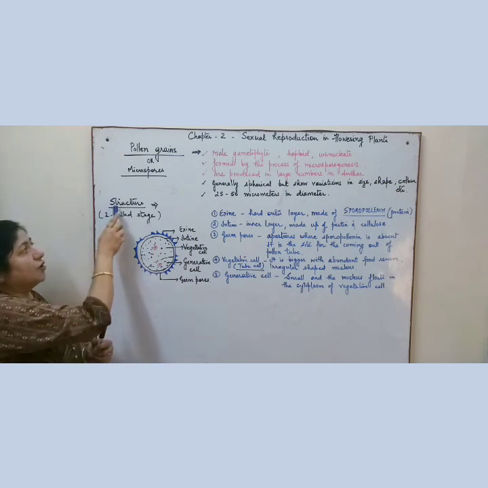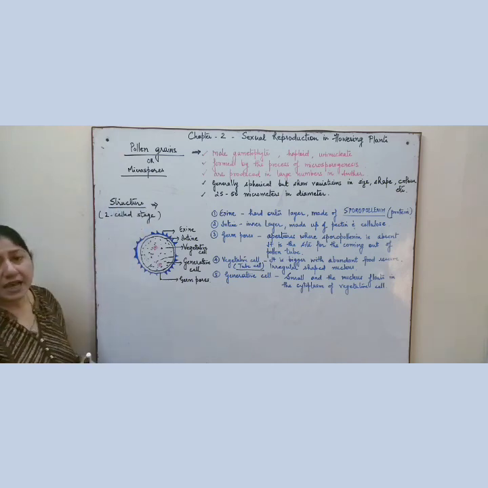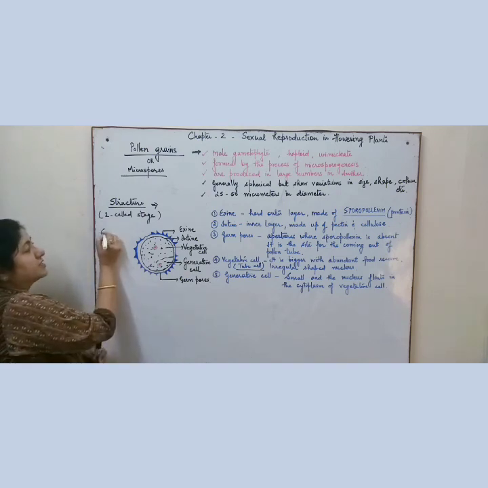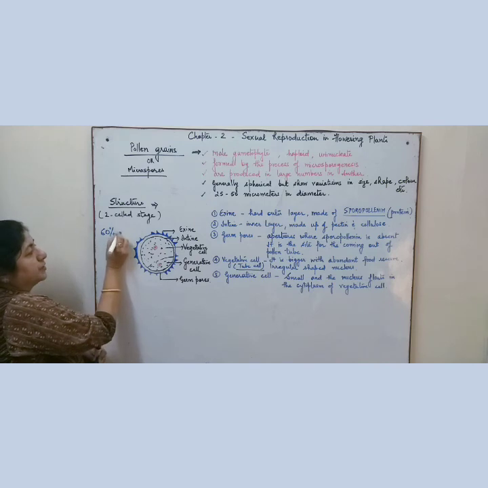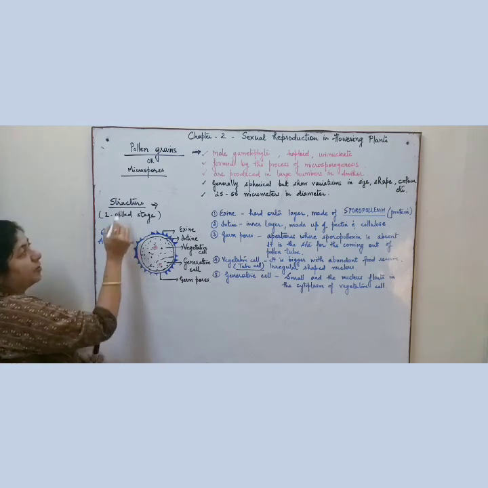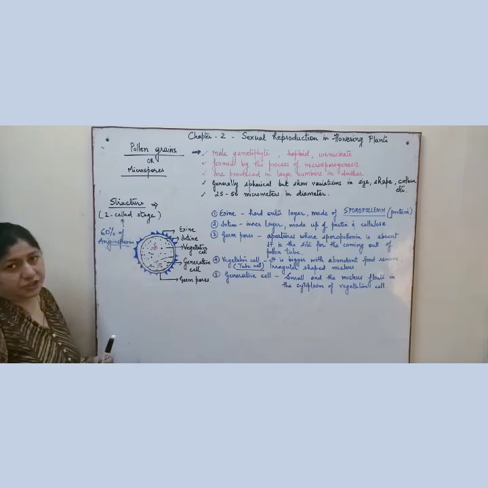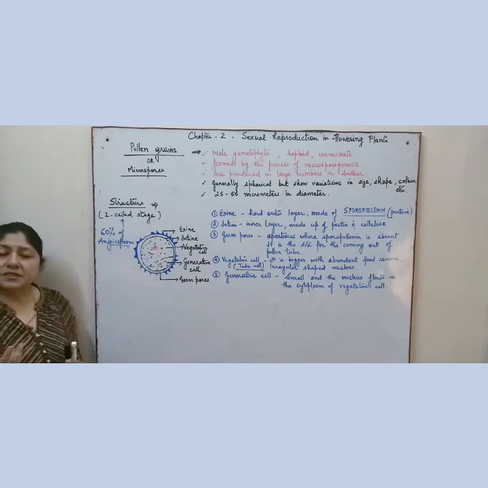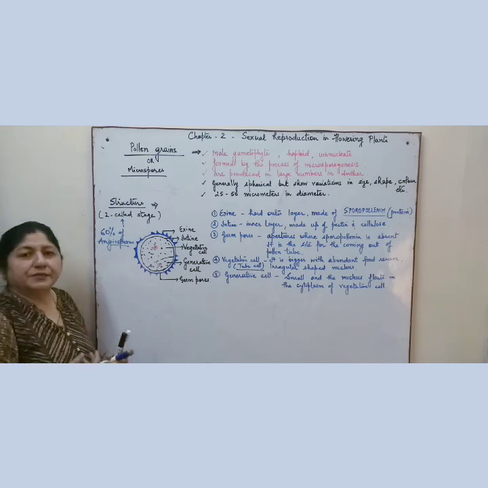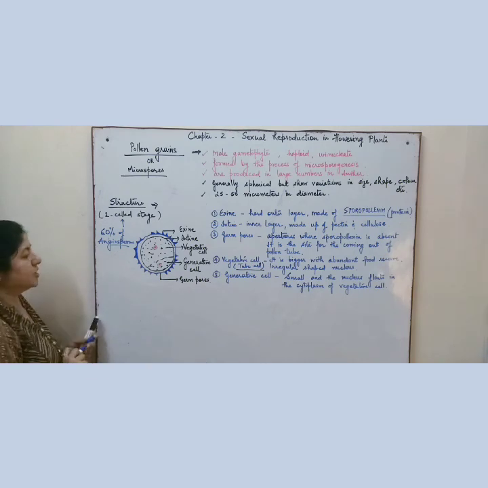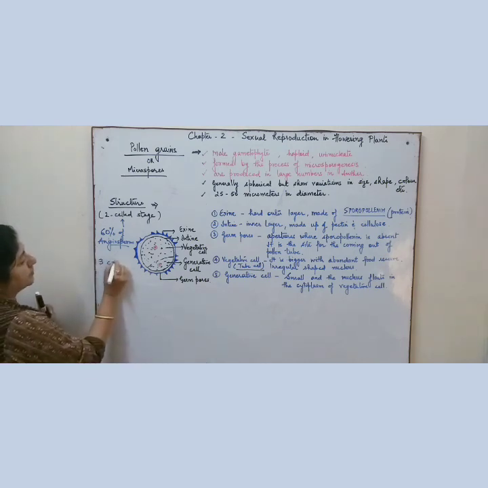Coming to the structure of the pollen grains. As we have discussed in the previous video, normally around 60% of the angiosperms release the pollen grains at the two cell stage. That means having one vegetative and one generative cell. But in certain species such as maize, they are released at the three cell stage. What do we mean by the three cell stage?